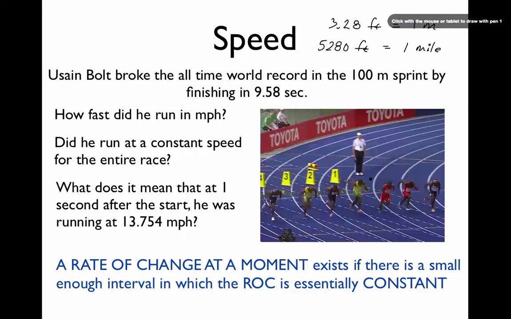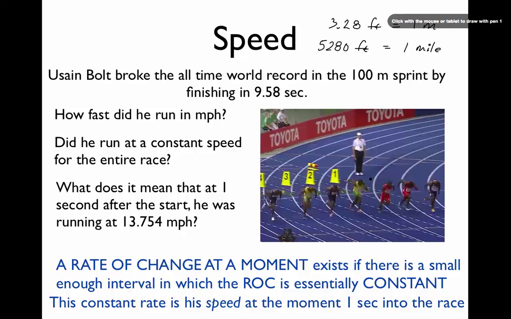Okay, so let's look at that constant rate. So if we make a moment small enough at t equals 1 second, and we get a constant rate of change, then that's what we mean by his speed of 13.754 miles per hour. That speed, 13.754 miles per hour, is a constant rate of change at a small moment of time at 1 second.